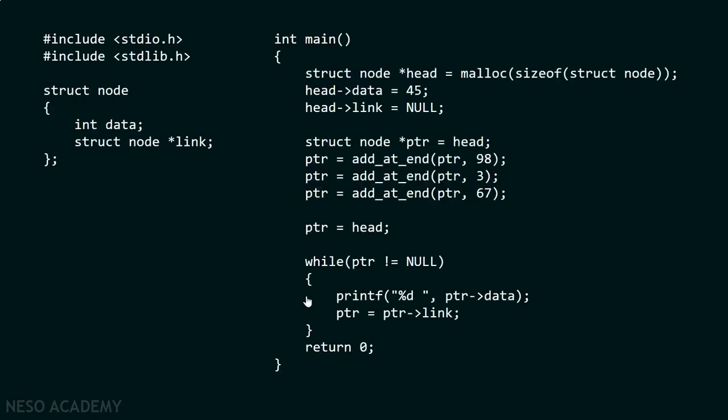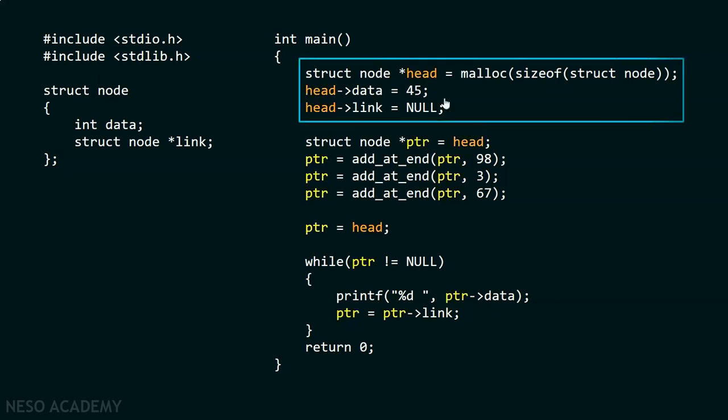We have this main function, and here the idea is to create the linked list using the add at end function from scratch. Instead of having the linked list already, we will create our linked list from scratch using the add at end function. Here comes the first part. We will create the first node of the list by using these three lines of code. The head is the pointer which is pointing to this node. This node contains the data 45 and the link part of this node is null. Obviously this is the first node of the list and there is no other node. That is why the link part is null.